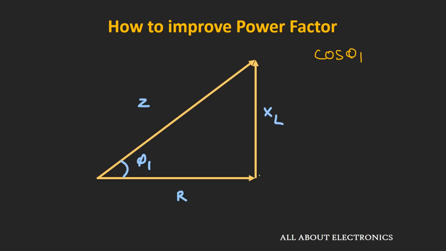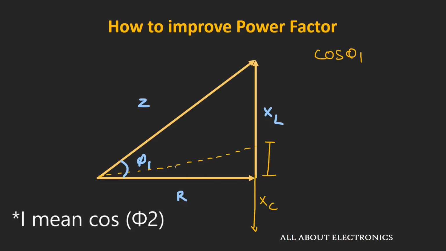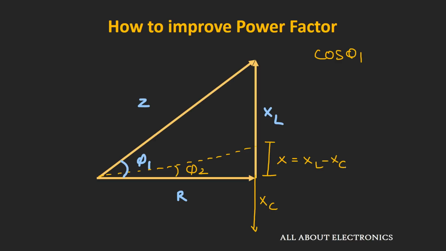Whenever we introduce a capacitor in our circuit, the capacitive reactance can be represented like this. This capacitive reactance will get subtracted from the inductive reactance, and because of that the effective reactance will be reduced, and so the power factor will be improved. So let us say we have introduced this capacitor in our circuit, and because of that our new power factor angle is φ2 and the new reactance is X, where X is nothing but XL minus XC.